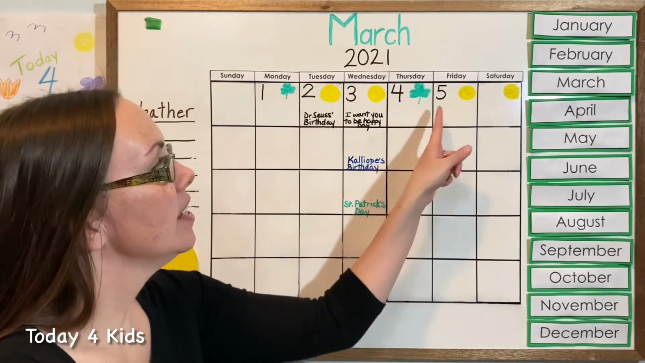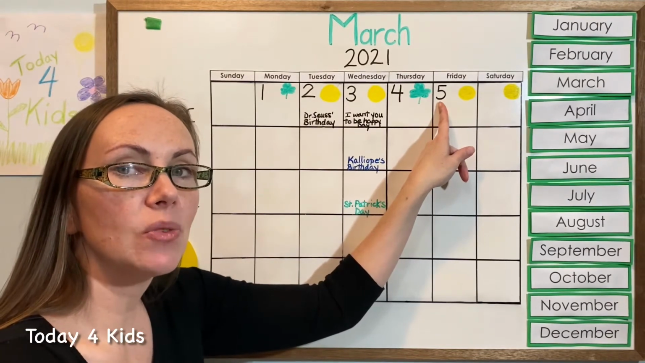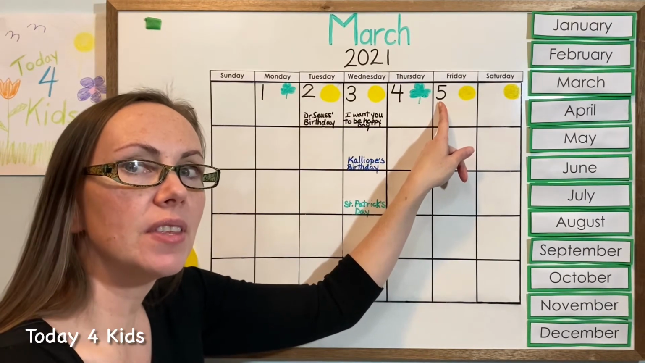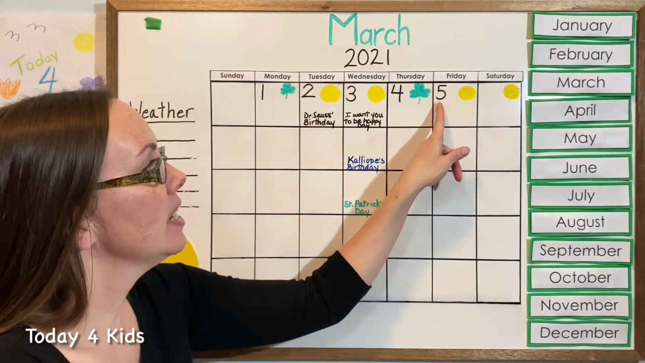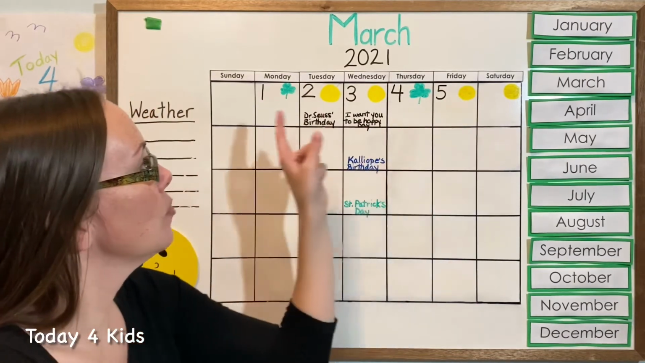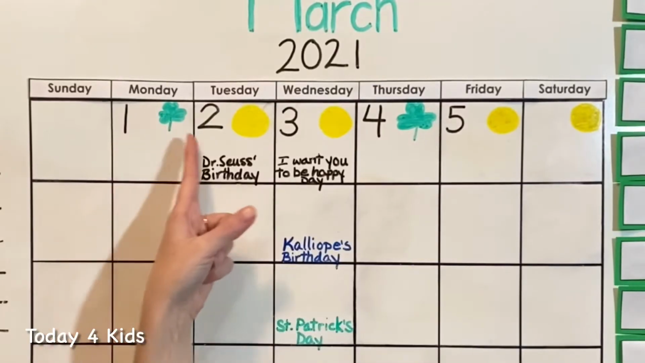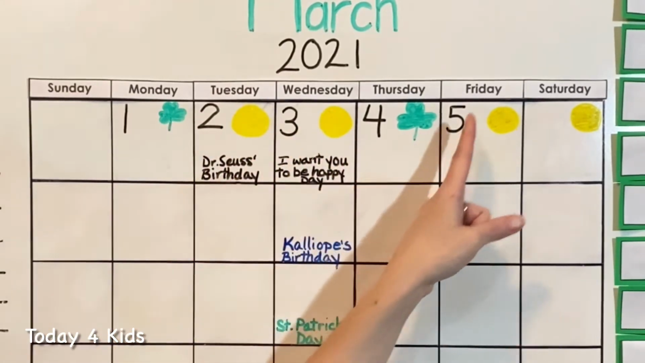Let's see. Yesterday was 5. So when we count, we say 5, but when we put it in the calendar, we say 5th. Can you say 5th? That's right. So when we count, what do you think comes after 5? Oh, I hear such great guesses. Let's go back to the beginning and let's count and see if we're correct. Are you ready? 1, 2, 3, 4, 5, 6.